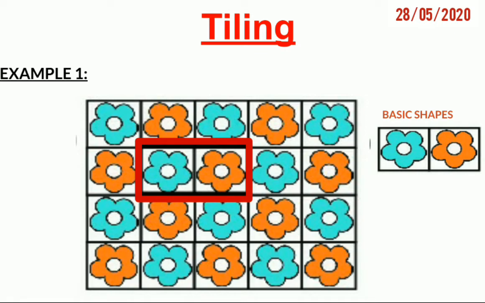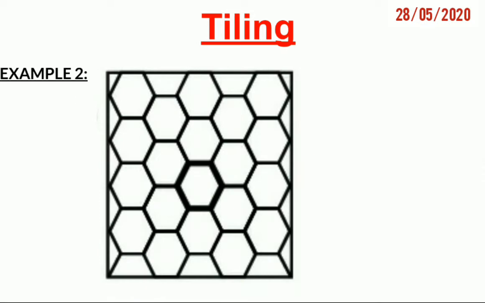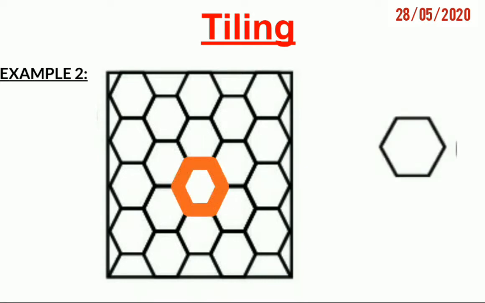Alright, now let's proceed with the second example. Observe the given tiling pattern and try to find out the basic shape. Okay, let me help you. Look at the tiling pattern very nicely. Alright, I'll highlight the basic shape in the given tiling pattern. So this is the basic shape in the given tiling pattern.